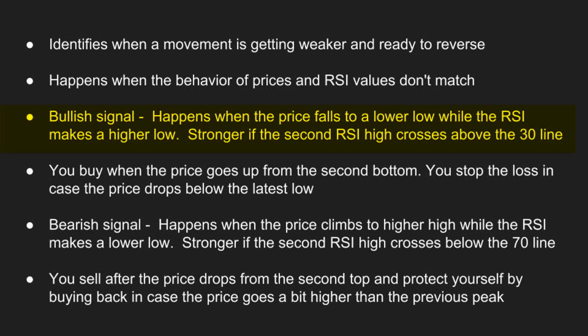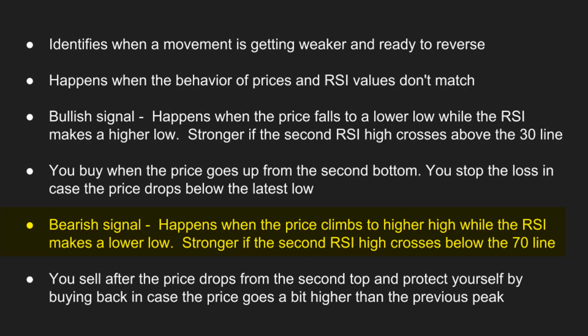Bullish divergence buy signal happens when the price falls to a lower low while the RSI makes a higher low. The signal is even stronger if the second low of the RSI is crossing the 30 line upward. You buy when the price goes up from the second bottom. You need to protect yourself, so in case it doesn't work, you sell back whenever the price drops below the latest price low.